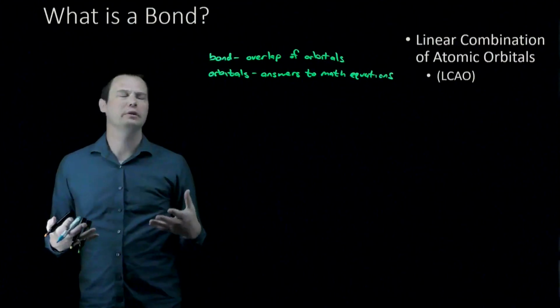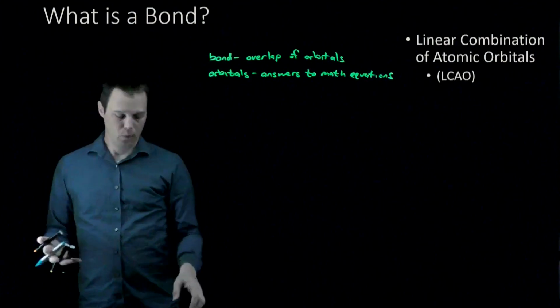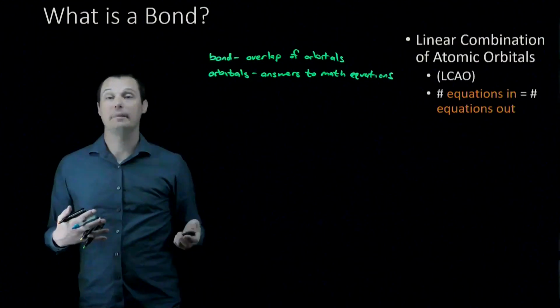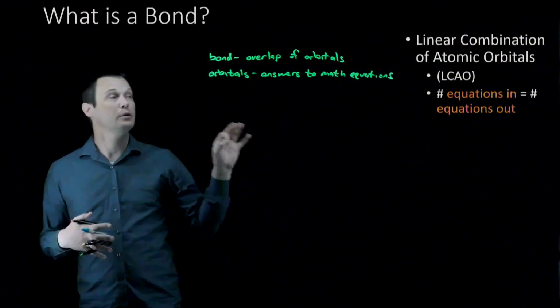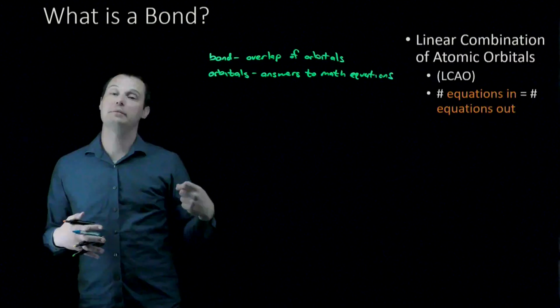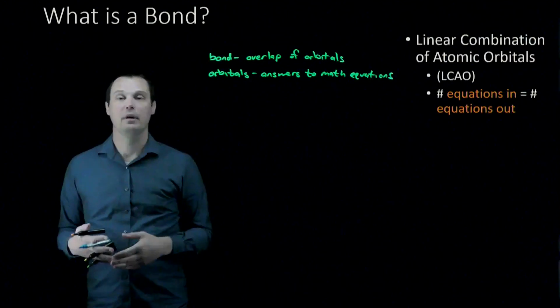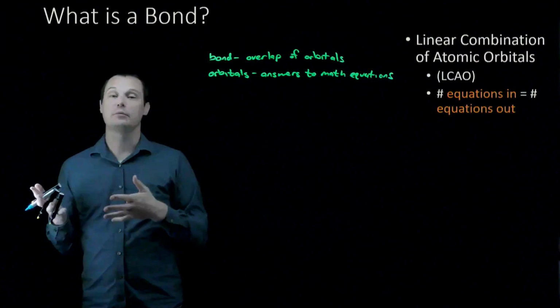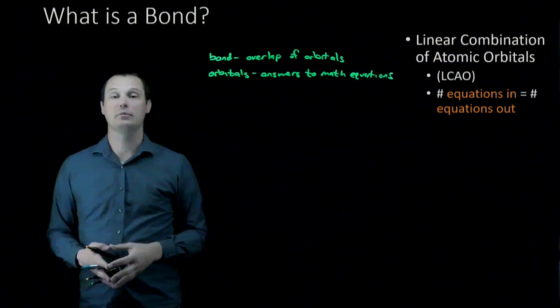How do we use linear combination to do chemistry? One of the first rules that we have to abide by when we do linear combinations is that the number of equations that we start with has to be the same as the number of equations that we end with. And if the equations are orbitals, that means the number of orbitals that we start with has to be the same as the number of orbitals we end with.